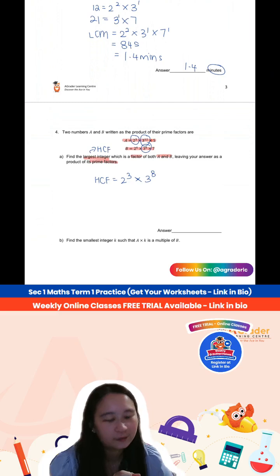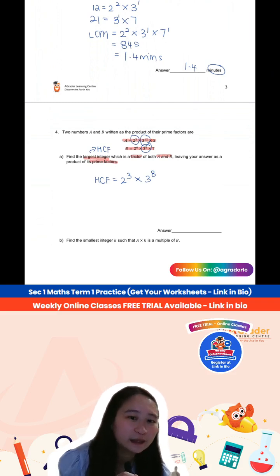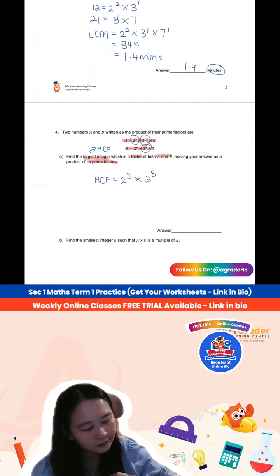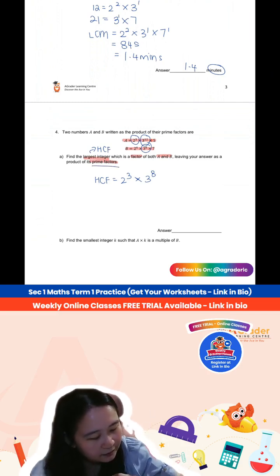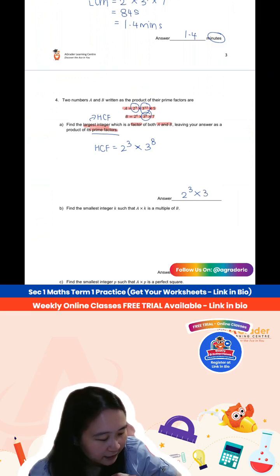Yep, kind of. Because they're asking for the largest integer, so you can try to relate largest with highest. That's why they're asking you to find the highest common factor. They say leave it as a product of its prime factors, so we just leave it as it is in index notation.